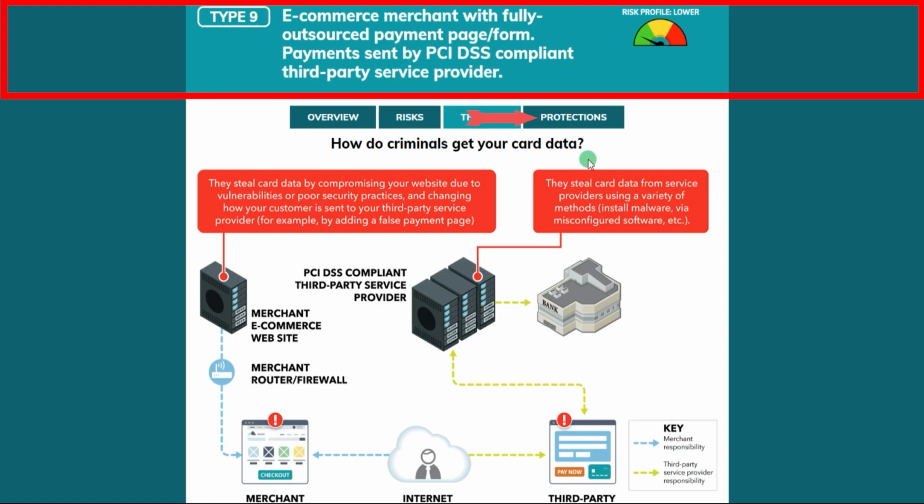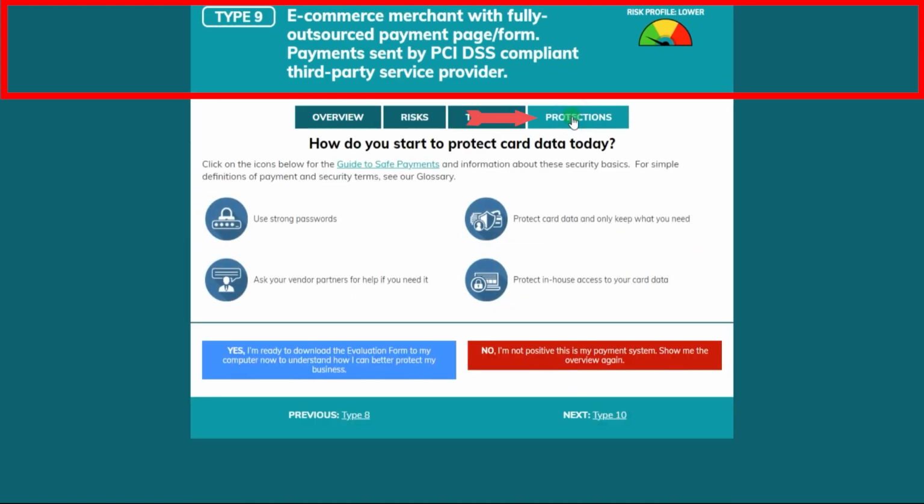Let's look at the different types of protections we can have in place for this payment system type. First, using strong passwords. Ask your vendor for help, technical support. Protect card data and only keep what you need. Protect in-house access to your card data. If this is not your payment system type, let's go to our next one.